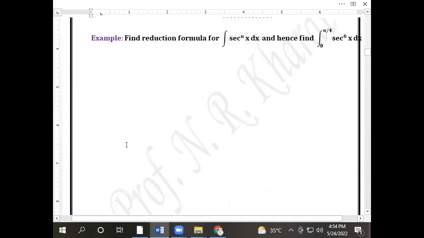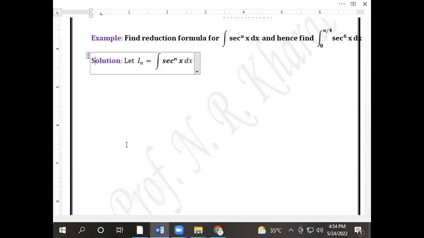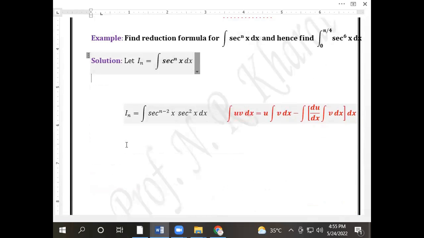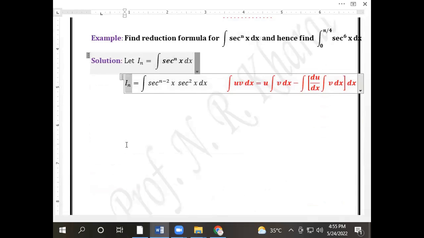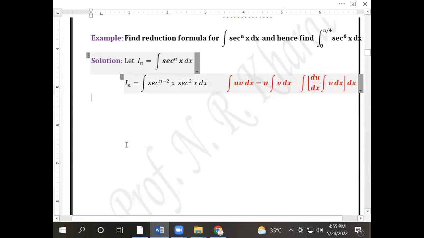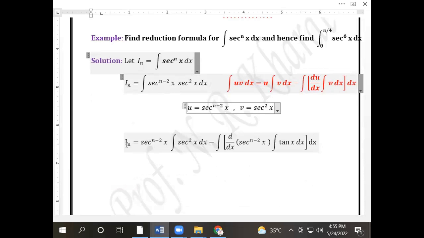In a similar manner, we assume the given integration is equal to I n, because the index of sec is n. So we assume I n is equal to the integration of sec raised to n of x dx. Then we split the index of sec into two terms: I n becomes sec raised to n minus 2 of x, sec square x dx. And we have to use the by parts formula. Comparing with the by parts formula, u is equal to sec raised to n minus 2 x, and v is equal to sec square x. So putting the values for u and v, we get the value for I n.